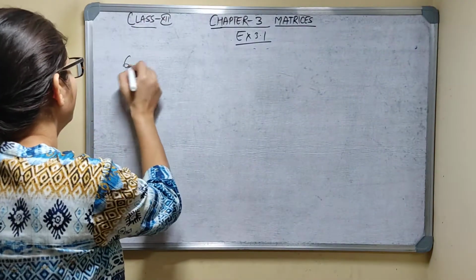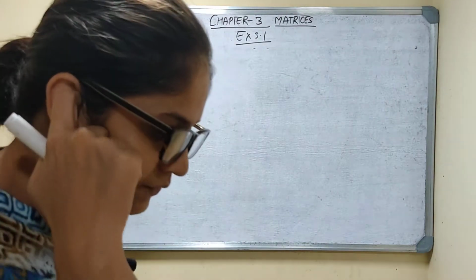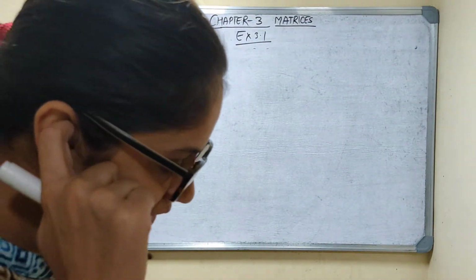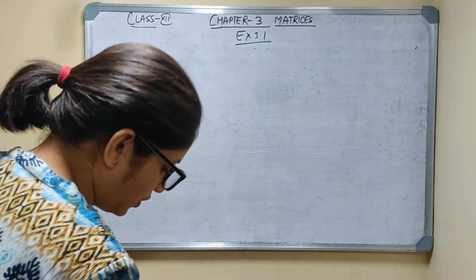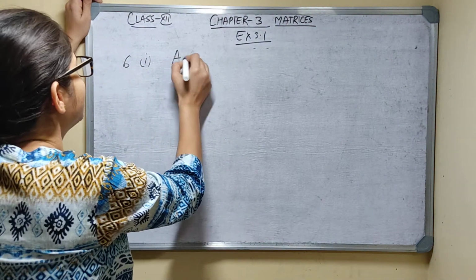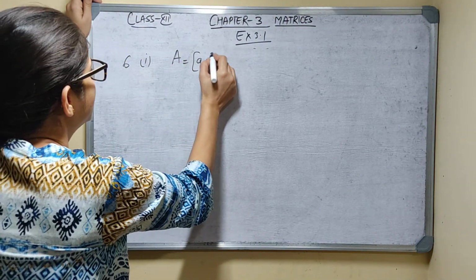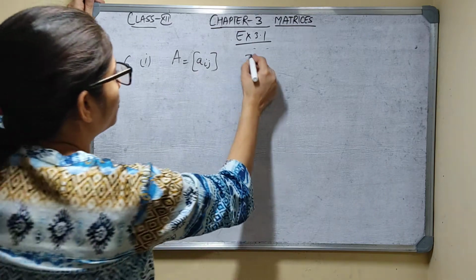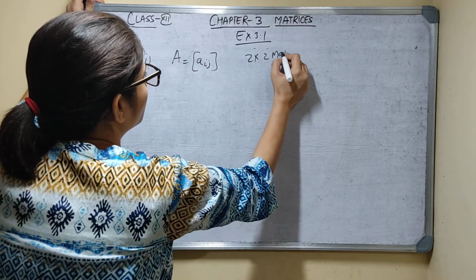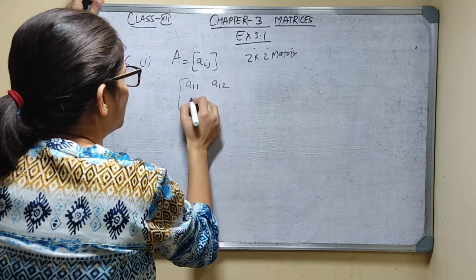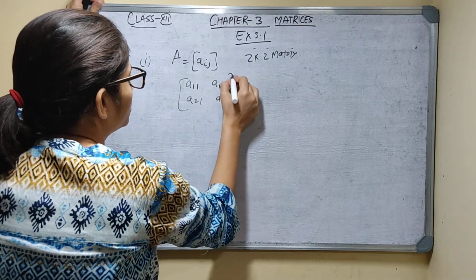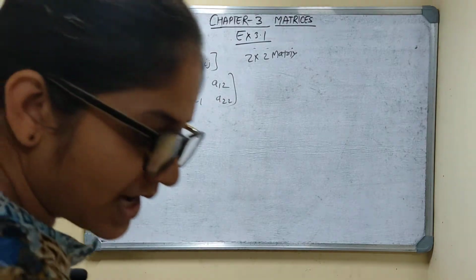Sixth question, first part. If for a 2 into 2 matrix A is equal to Aij, whose elements are given by Aij is equal to I by J. A 2 into 2 matrix means 2 rows, 2 columns. So how can you write? A11, A12, A21, A22. Is it clear? And Aij is given by I by J.